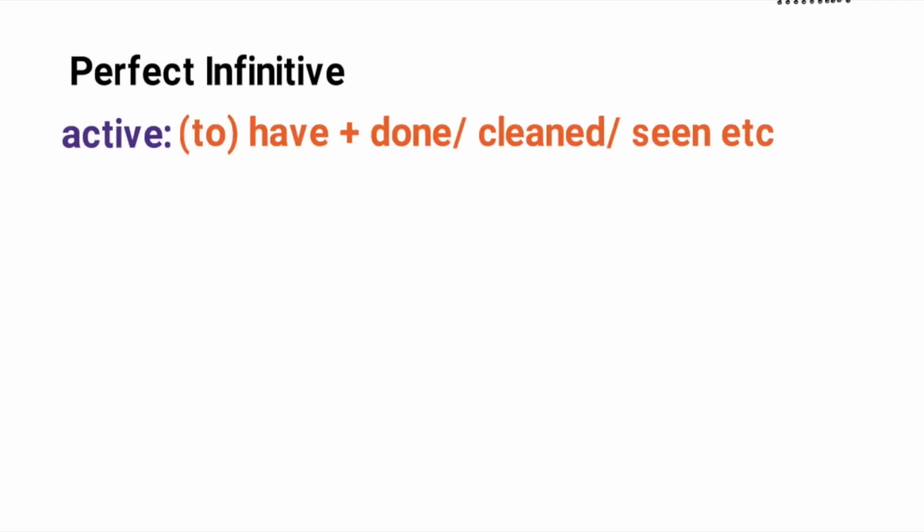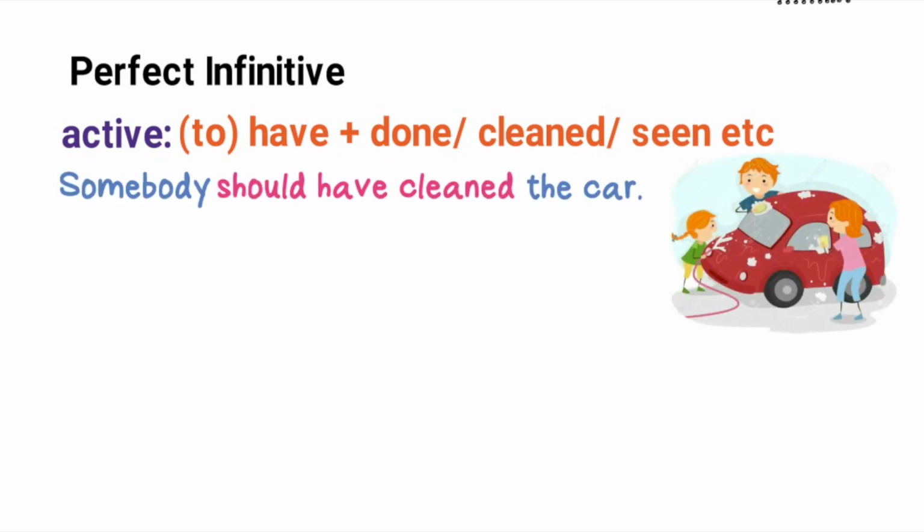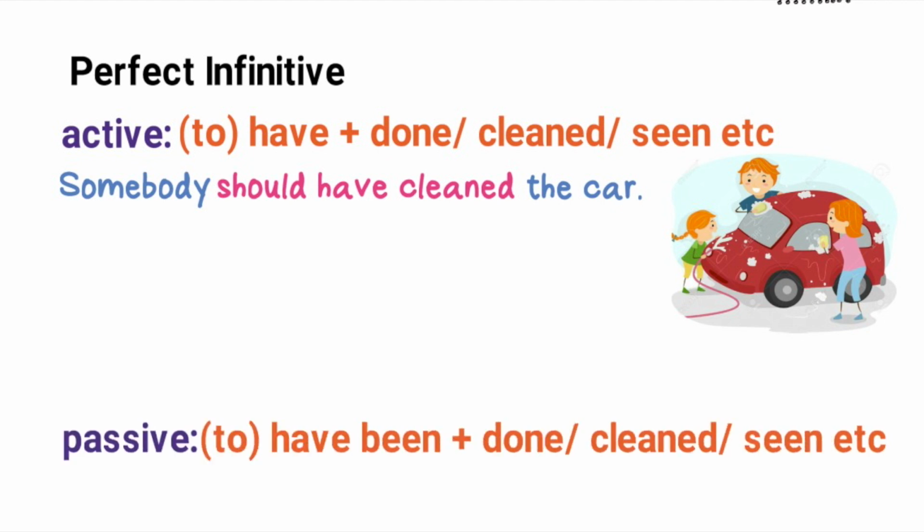Okay, so now let's look at the perfect infinitive. So here the active form is to have plus the past participle, done, cleaned, or seen, or any past participle. So somebody should have cleaned the car is an example of this in an active sentence. If we transform this to a passive perfect infinitive, we have the passive form, which is to have plus been plus the past participle. So done, cleaned, seen, or any other past participle. So here we would have the car should have been cleaned.